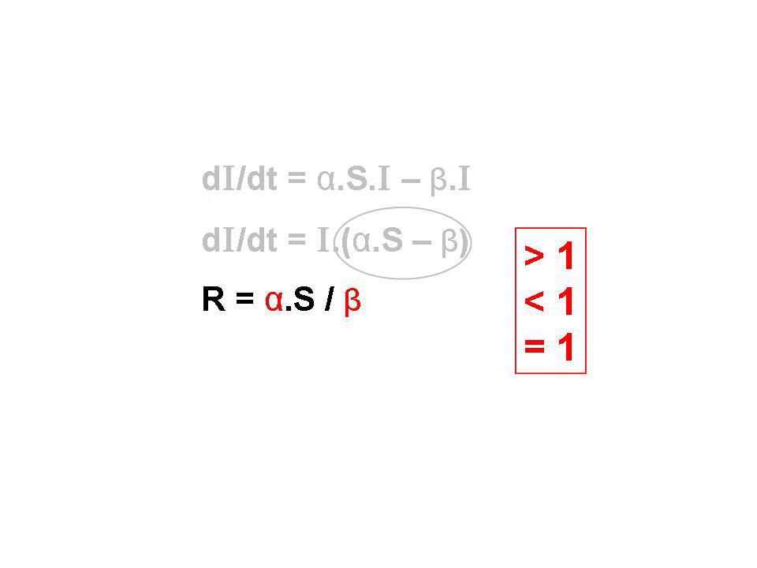If R is smaller than 1, which means that alpha times S is smaller than beta, then the expression in the parentheses will be a negative number, so the derivative of I, di over dt, will be negative, which means that the number of infected cases is decreasing. And if R is larger than 1, alpha times S will be larger than beta, the expression will be positive, di over dt is a positive number, and the number of infected cases will increase.